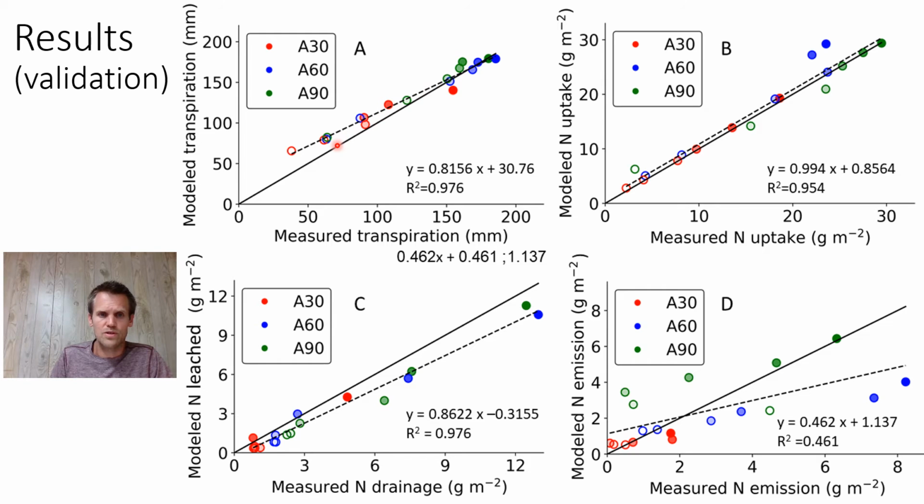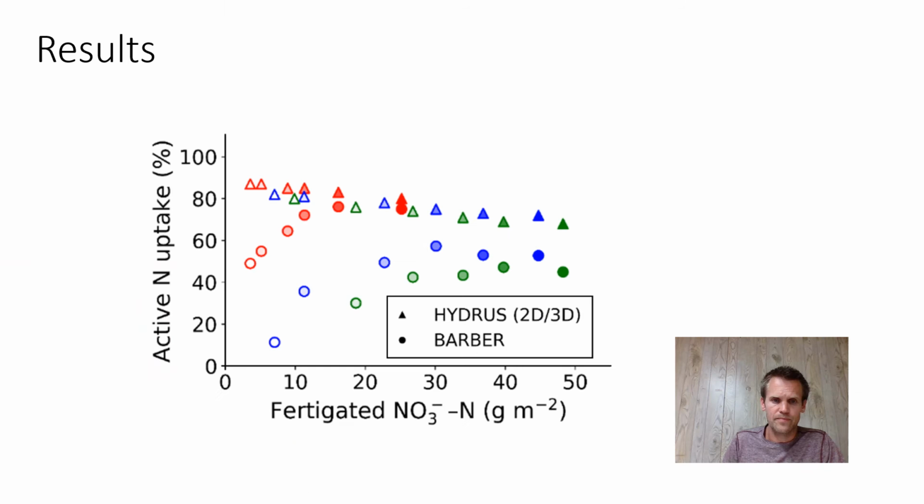You see here these color codes are from the graph that I showed you before, with the 3 different treatments. In the lighter colors are the lower irrigation rates, and the nitrogen uptake same, and the nitrogen leached also lined up very well. The nitrogen emissions were less good of a correlation because, of course, there's more complex things happening there than a first order decay reaction.